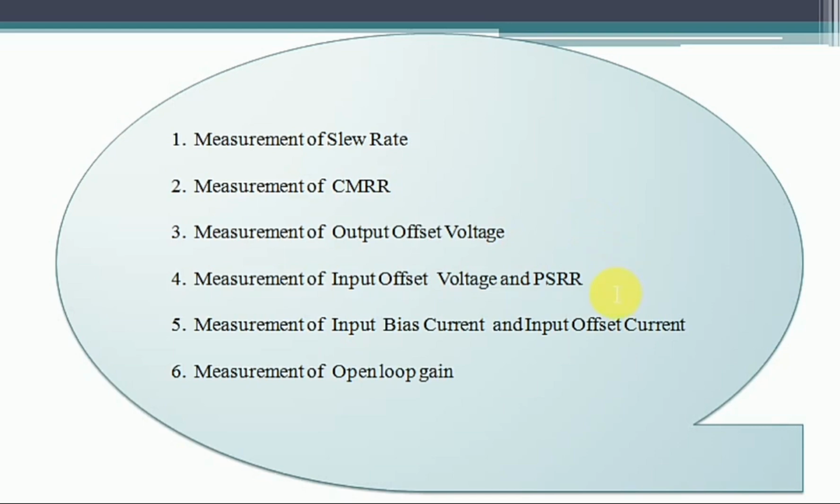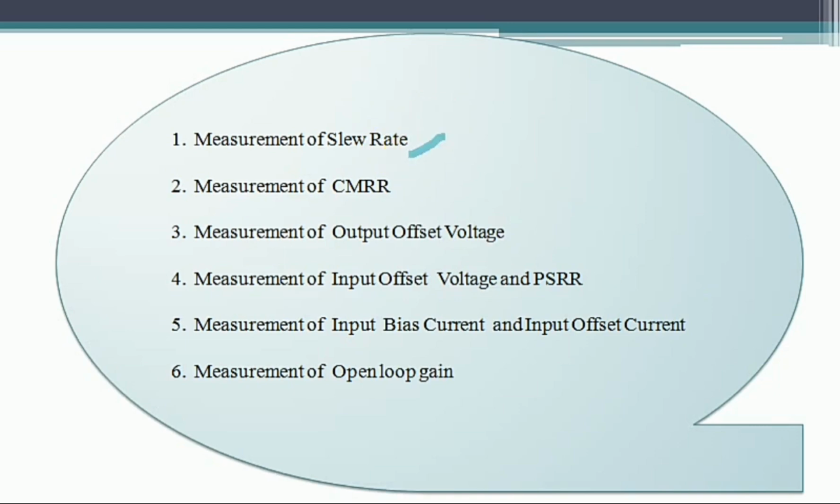The fourth one is the measurement of input offset voltage and power supply rejection ratio. The fifth one is the measurement of input bias current and input offset current. And the sixth one is the measurement of the open loop gain. So these are some of the op-amp parameters I have considered, and how they are measured if you are considering an op-amp circuit.